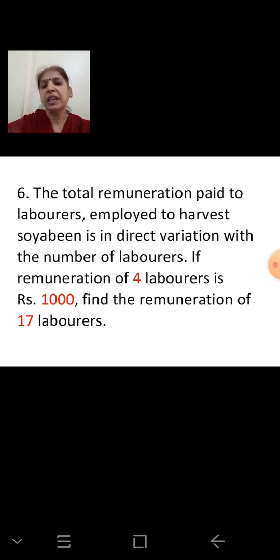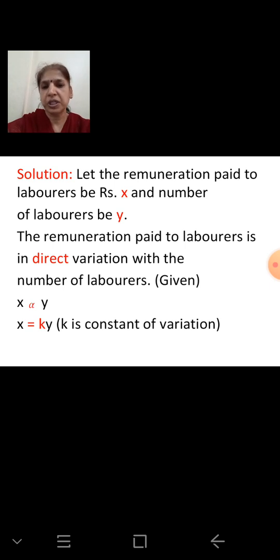So what is given? Remuneration of 4 laborers is 1000 rupees. We have to find the remuneration of 17 laborers. It is a word problem. No letter is given, so we have to write that. Solution: let the remuneration paid to laborers be rupees x, because no variables are given, we have to use those.